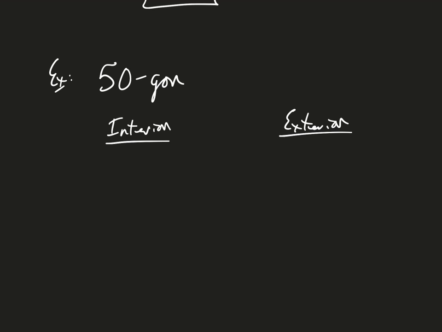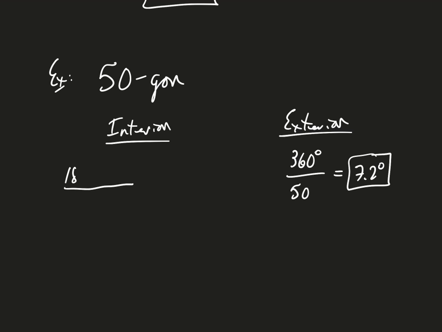Okay, again, exterior, easy McPeasy, because it's just the total of all the exteriors divided by how many angles there would be. So 360 divided by 50 would get us an exterior angle being 7.2. An interior angle requires us to find the sum of all 50 interior angles, and we do that by taking 180 times the number of sides minus 2, that'll give us the sum of all the interiors, but then divided by how many there are.